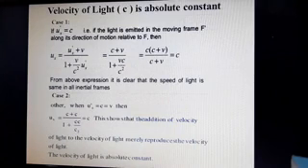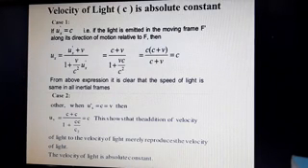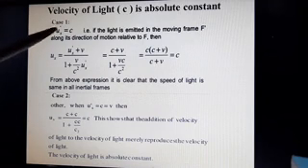Now the special cases for the velocity. The velocity of light, that is c, is an absolute constant. We know that absolute means it is always constant. It never changes with the motion of any other particle or any other frame. First of all, I will discuss case number 1. What is the first case?